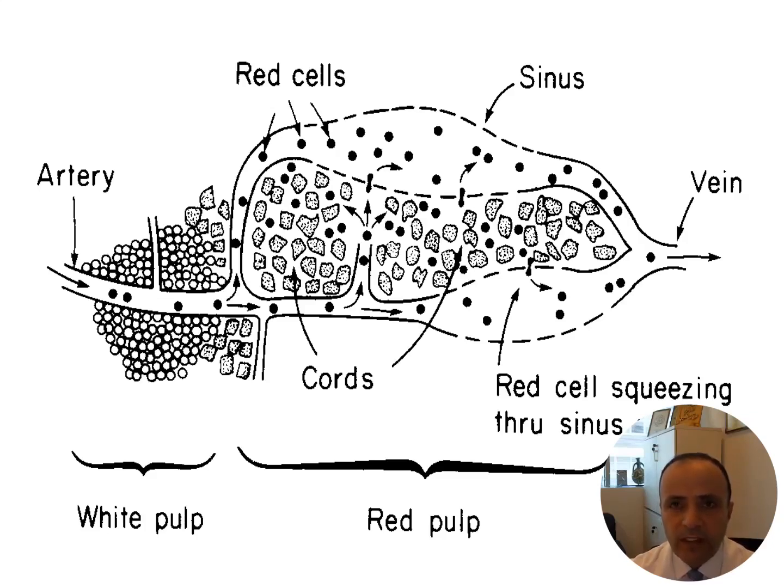If the cell is young, still biconcave and flexible, it can easily squeeze through these sinusoids, exit the sinusoids, and go back through the splenic vein without any changes to its shape. If the cell is older, it has lost its biconcave shape and is less flexible, it gets picked up by the reticuloendothelial system and gets destroyed. This is the normal destruction process of the red cells.